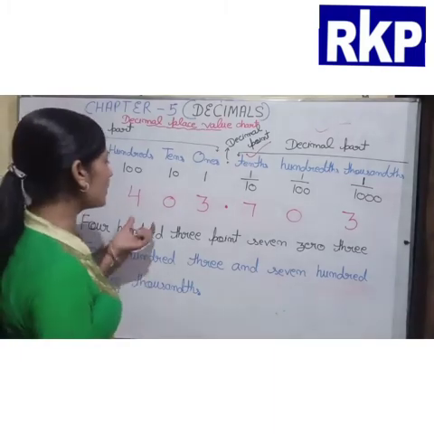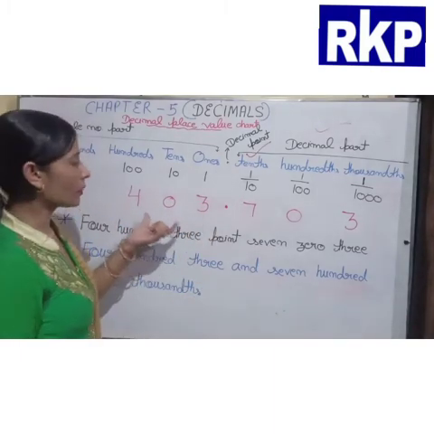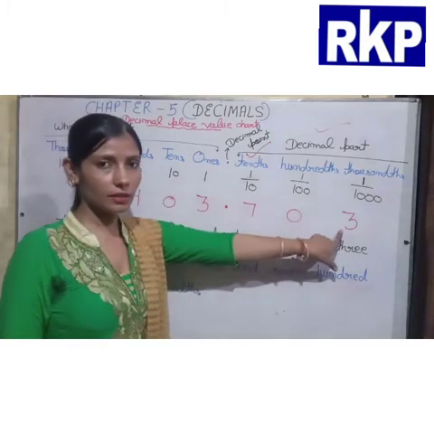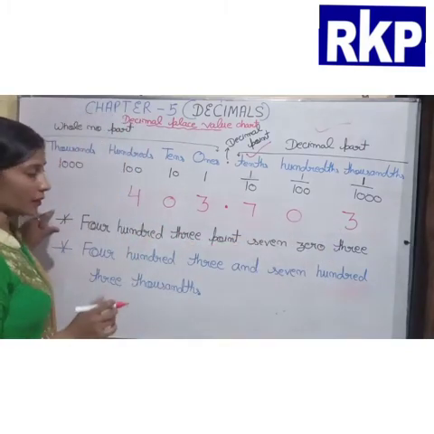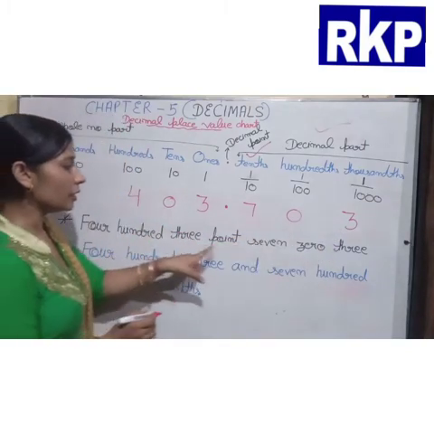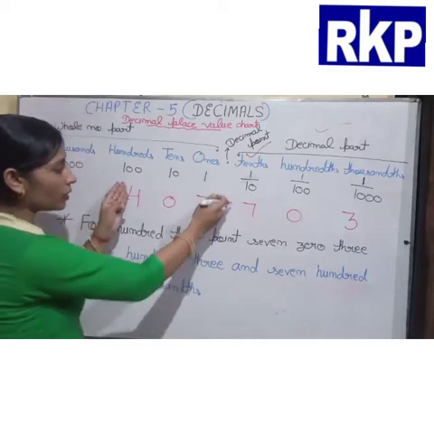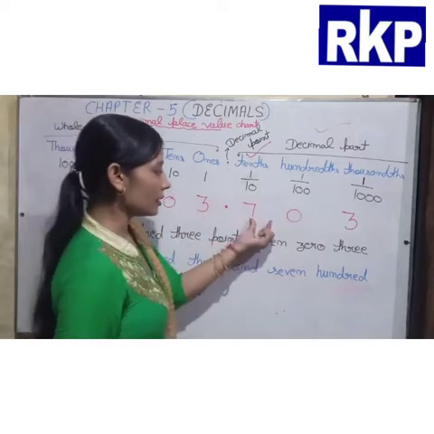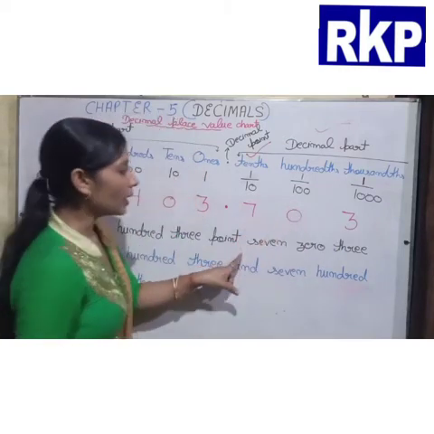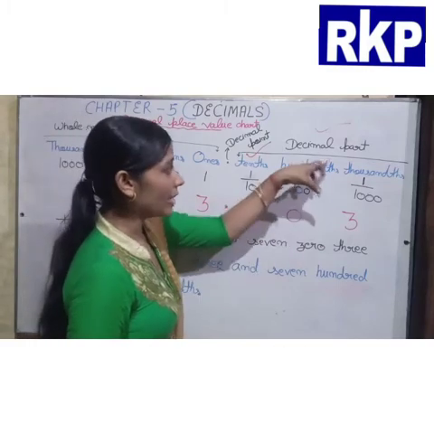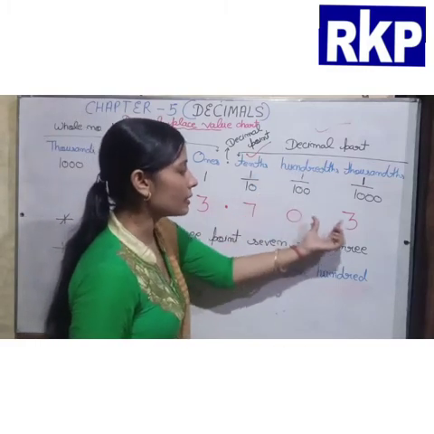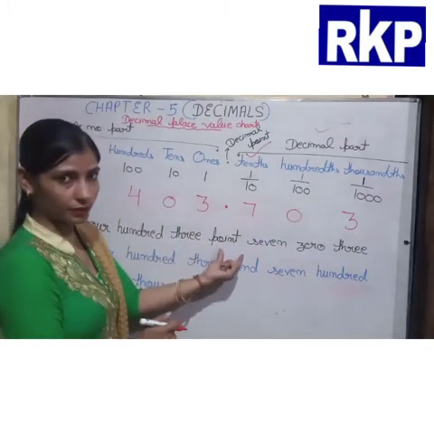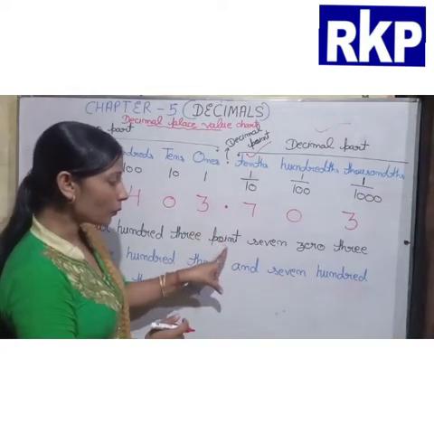Now students, let us see one more example. Here I have written 403.703. Okay. According to the first method, beta, how can we read it? 403. 403 is the whole number part, so we have to read it as it is. But in this decimal part we have to read each digit separately. Okay. So 403 point, then this 4 we have to write point.